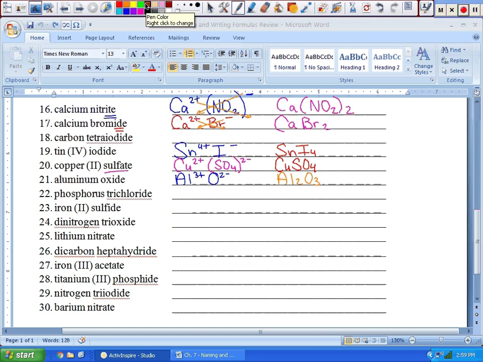All right, 23, iron 2 sulfide. Okay, the 2 again belongs to iron. So I've got Fe2 plus and S. Now, what group is S in? 16. So what's its charge? So what happens to those charges? Cancel, and that leaves me with FeS. Okay, FeS. Any questions on any of those prior to this?